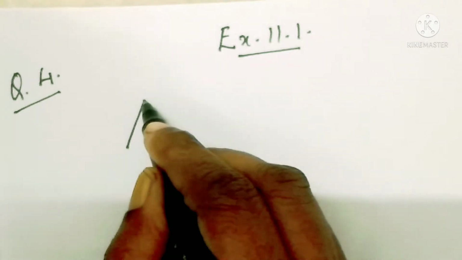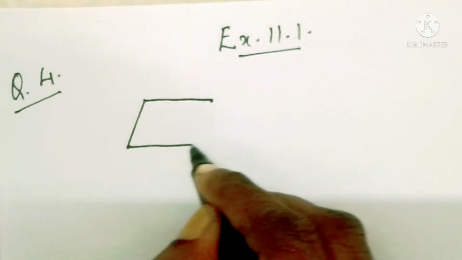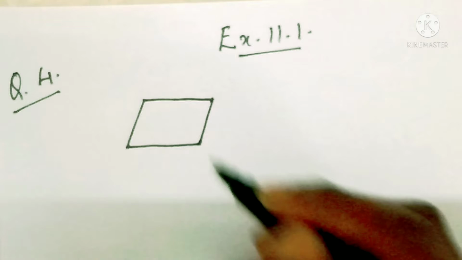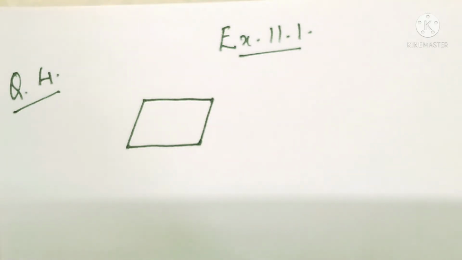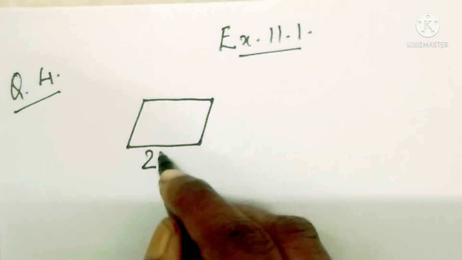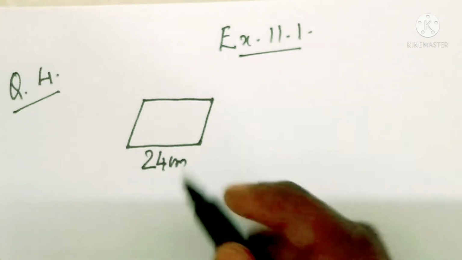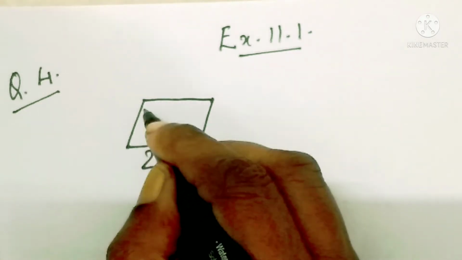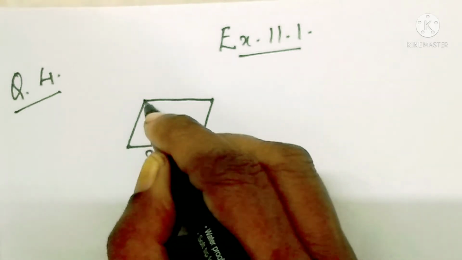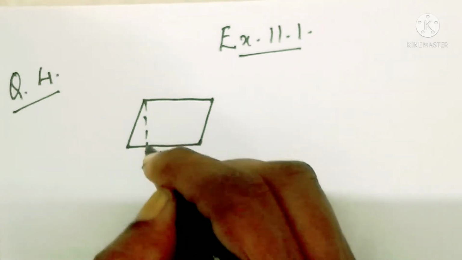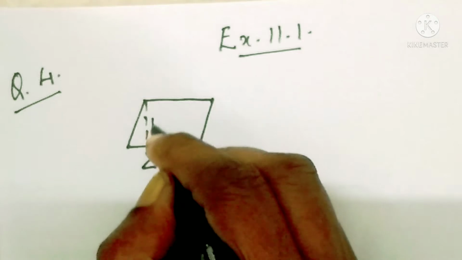This is the shape whose base is 24 centimeter. This is 24 centimeter. And the corresponding height, meaning the height toward this base, is 10 centimeter.